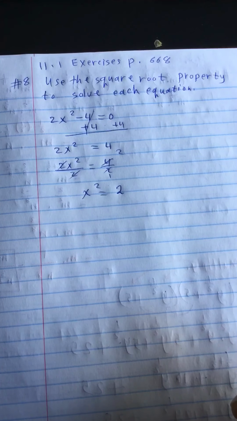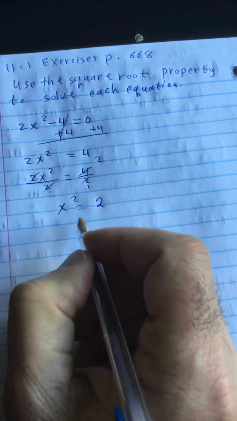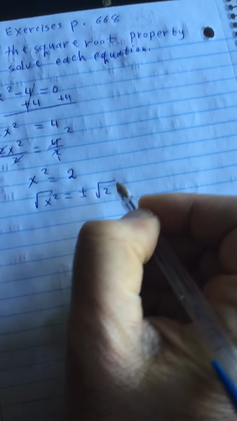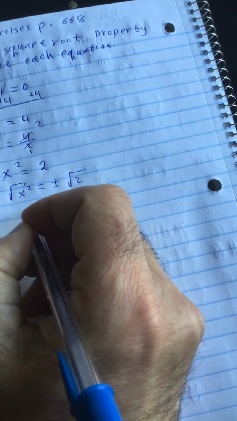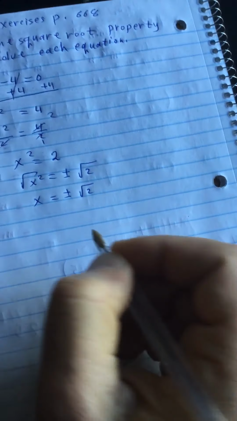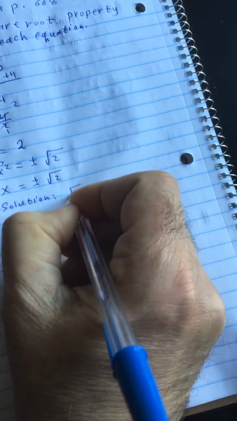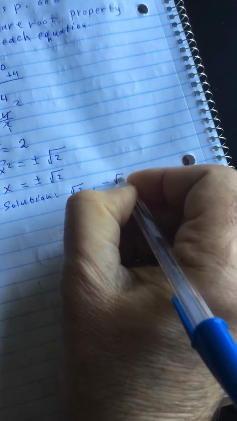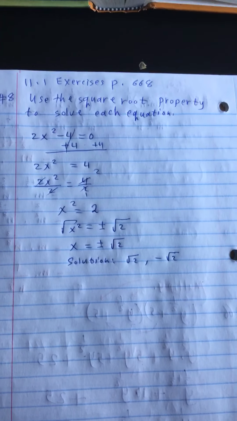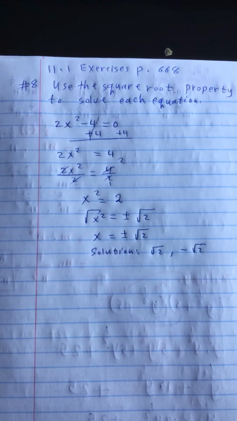Now take the square root of both sides. So don't forget plus minus. Left hand side is x, right hand side is plus minus root 2. So the solution here is root 2 or negative root 2. Another one.